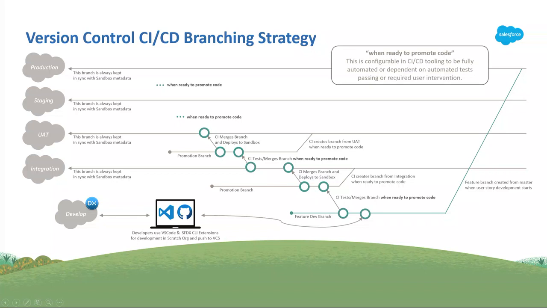Now, as soon as he pushes the code up to the feature branch, that's really where the CI/CD stuff starts taking over. So the CI/CD tool will first start off by creating what we call a promotion branch. And this is really where it's going to take a copy of whatever the next environment is. For example, it could be the integration environment. And it's going to test out the deployment of the metadata into this promotion code branch.